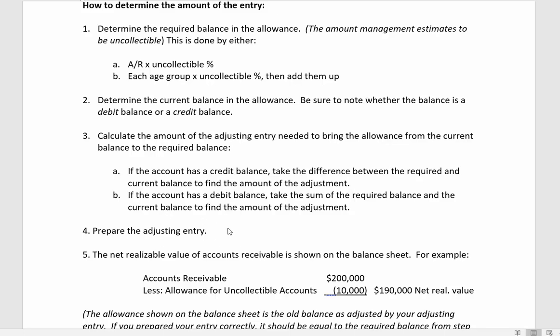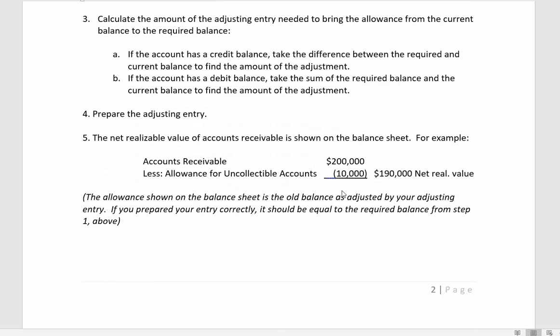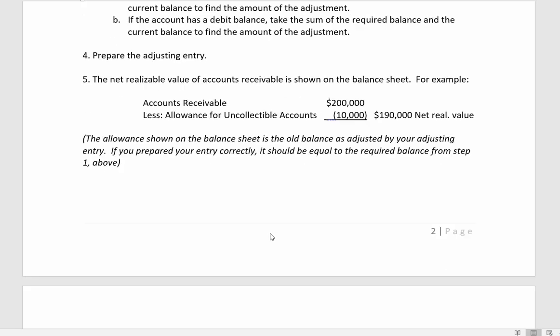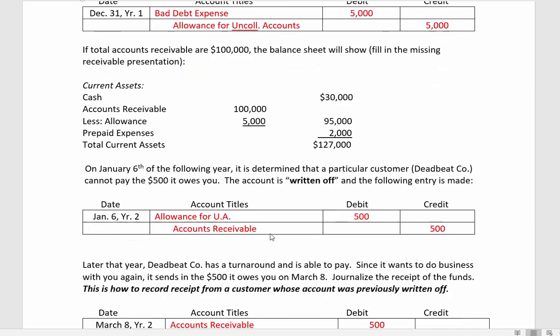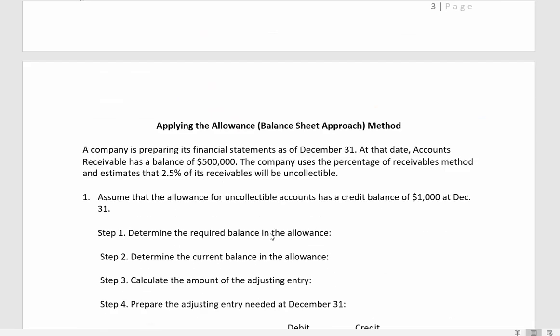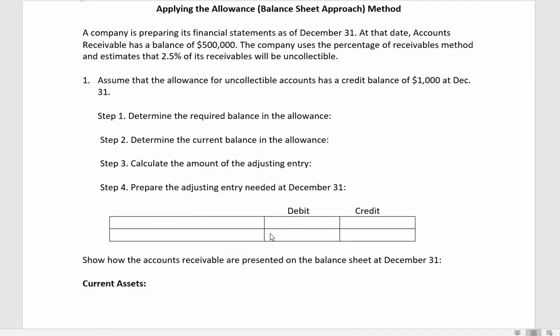Then we prepare the adjusting entry, and our final balance in our allowance goes on our balance sheet. It's a contra asset account. It reduces our accounts receivable down to net realizable value, the amount that we actually expect to collect. Last time we went through these journal entries. I'm just going to skip over those, and today we're going to talk about finding the amount of that adjusting entry.